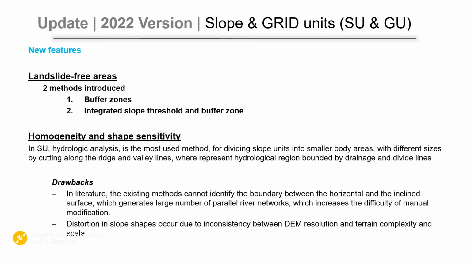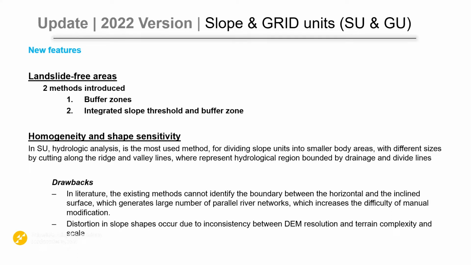However, in this version, I integrated the buffer zones also into the second tool, which is the slope threshold. So if you follow the second hypothesis to produce landslide-free areas, you will get areas which are within a specific buffer and also within a specific range of slope.